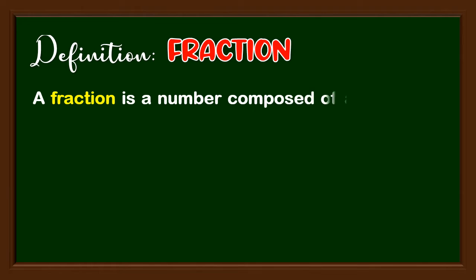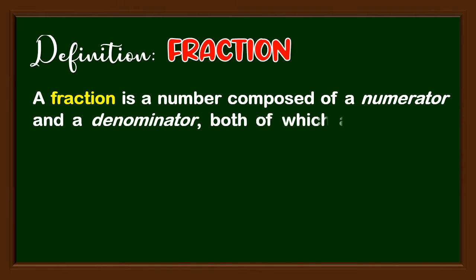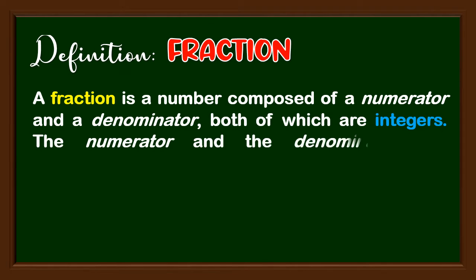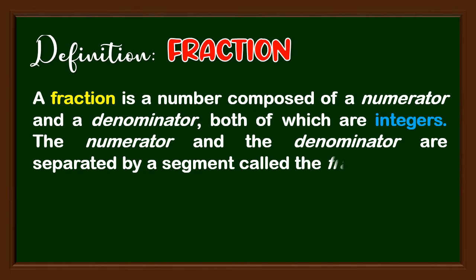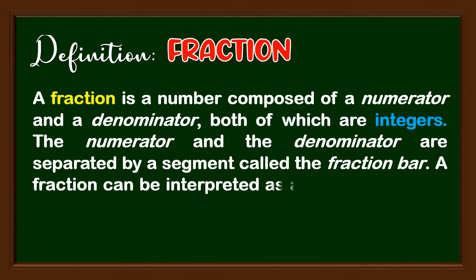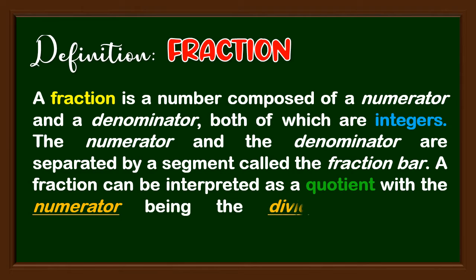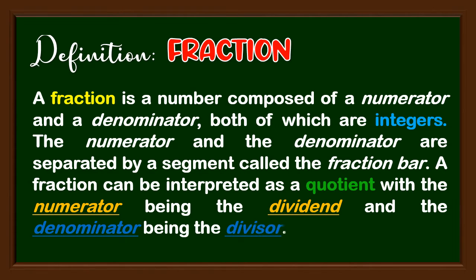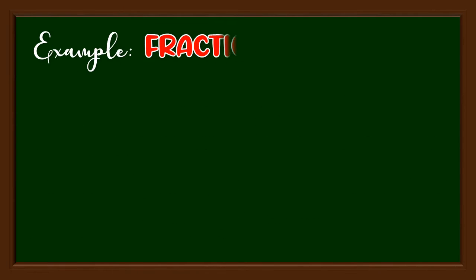A fraction is a number composed of a numerator and a denominator, both of which are integers. The numerator and the denominator are separated by a segment called the fraction bar. A fraction can be interpreted as a quotient, with the numerator being the dividend and the denominator being the divisor. Let's take a look at the following example.